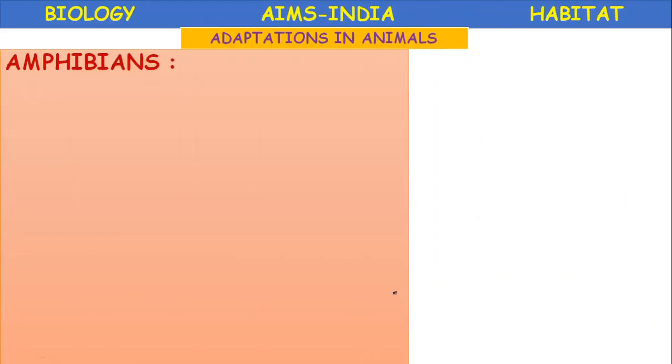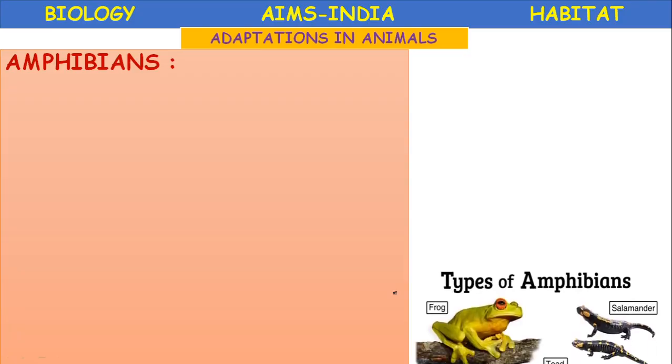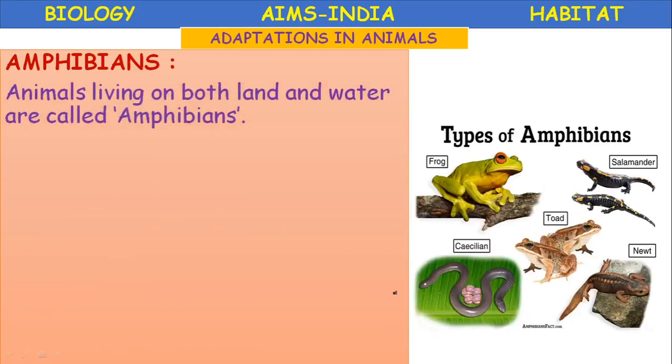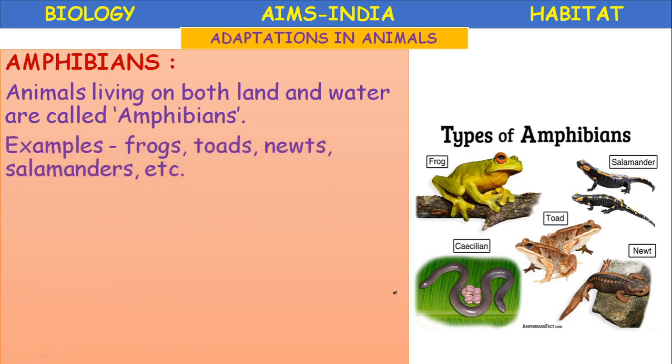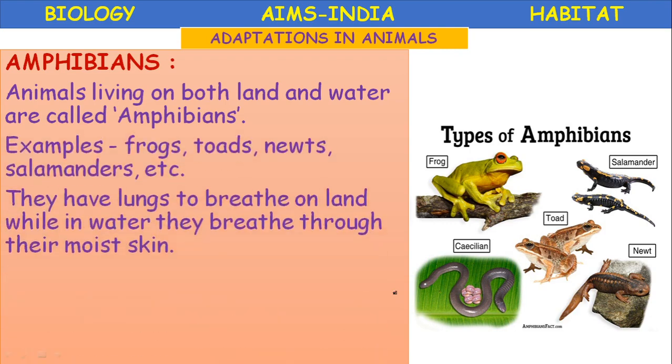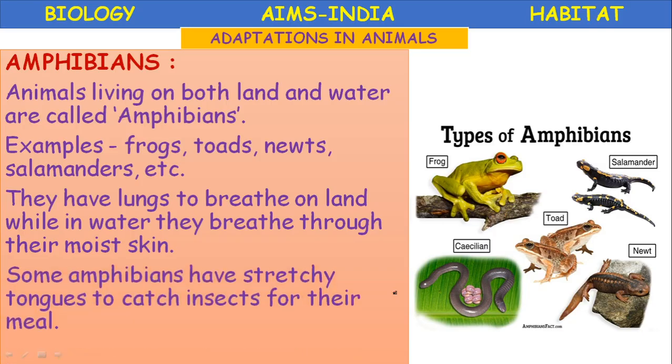The amphibians have lungs to breathe on land, while in water they breathe through their moist skin. Some amphibians have a stretchy tongue to catch insects for their meal. For example, the frog has a protrusible tongue; it throws its tongue and catches the insect or prey. Okay, that is also an adaptation.